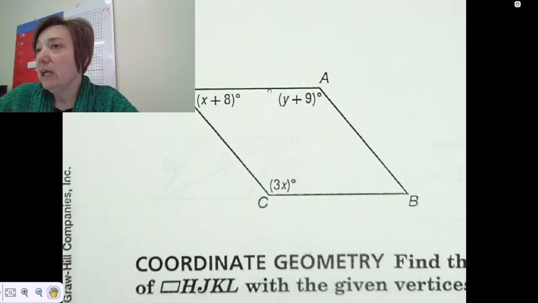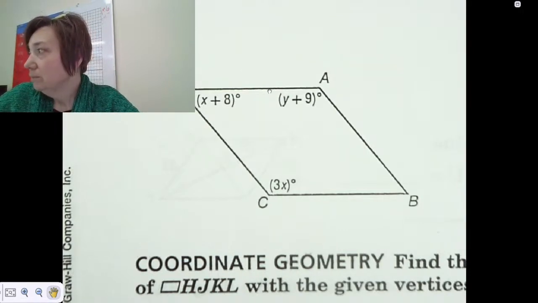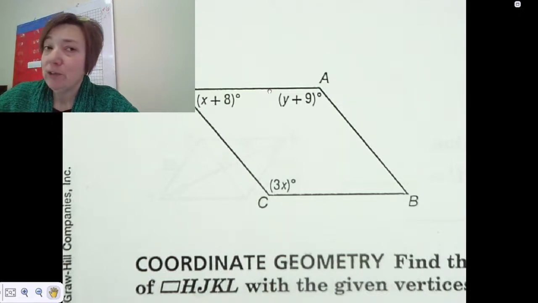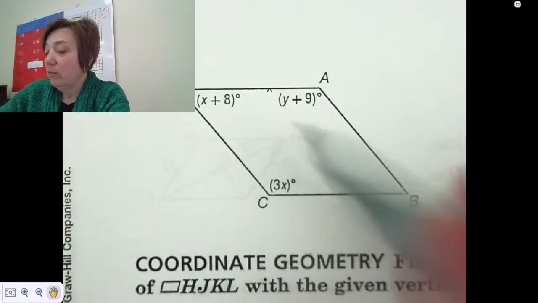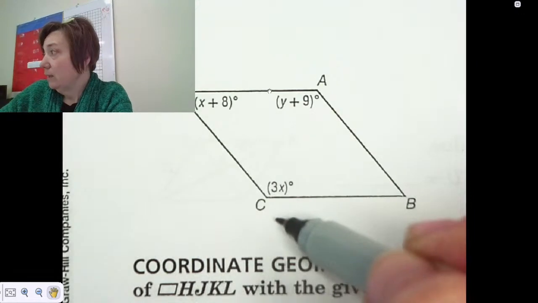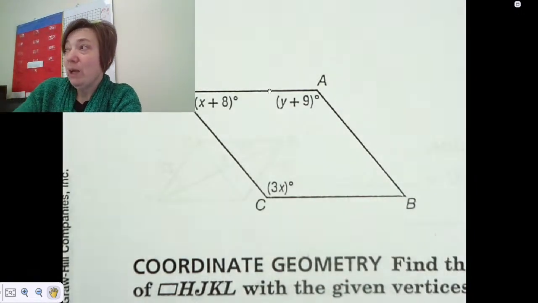Can we solve an equation where we put y plus 9 equals 3x? Why not? Two different variables. You can't solve an equation that has two different variables. You can't do it. So we need to use the two that have both x's, right? But they don't equal each other. They add up to 180.